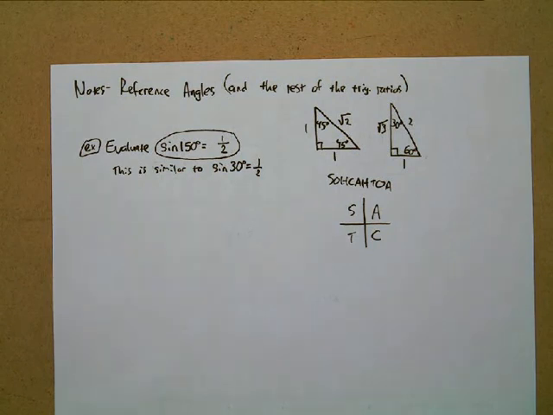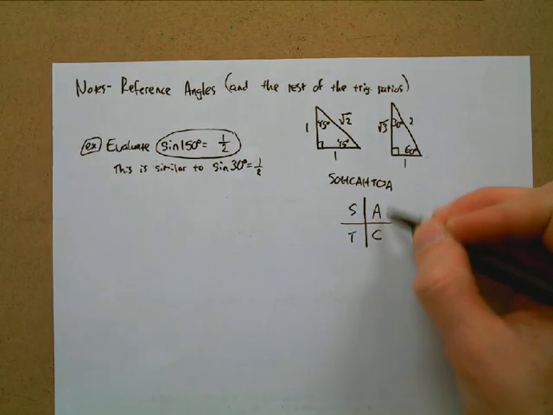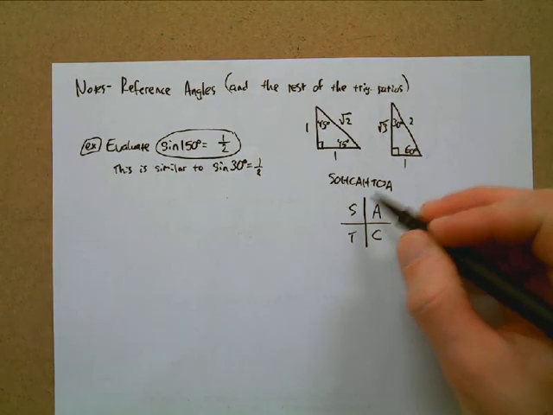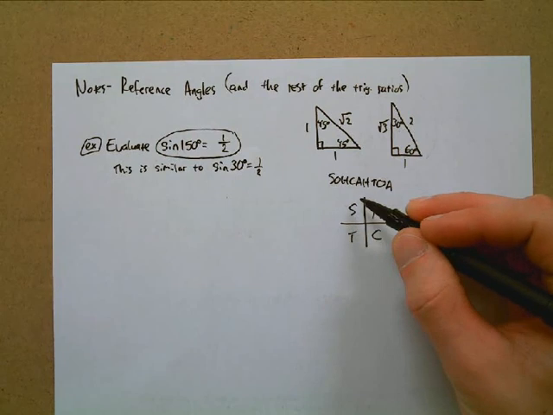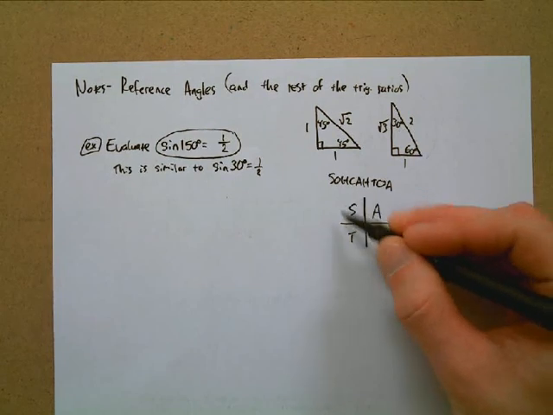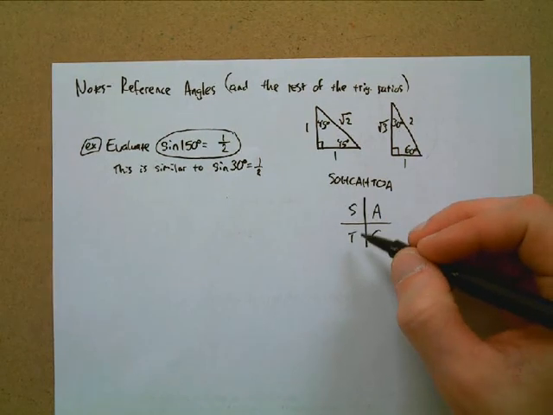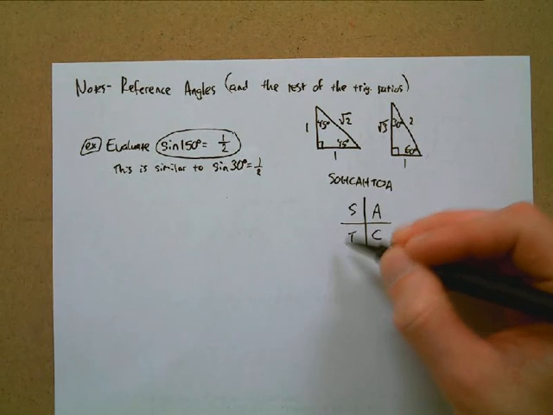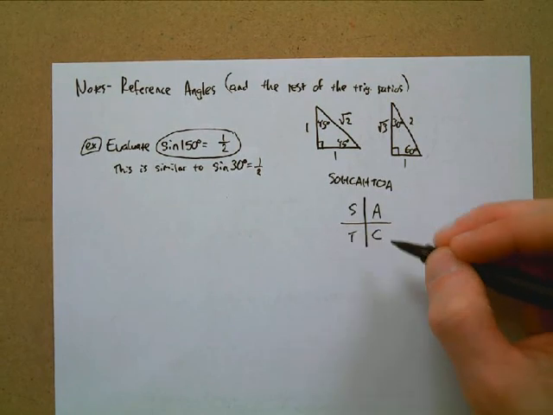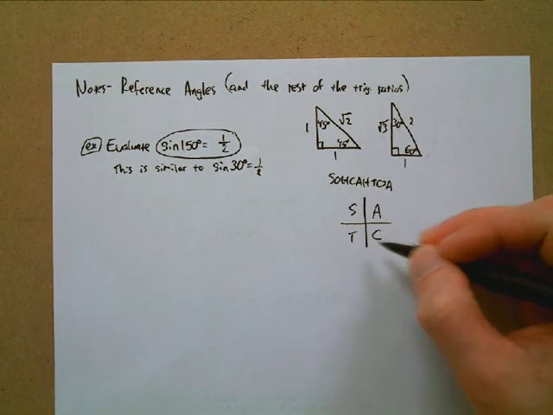What do those letters mean? It means in quadrant 1, all trig functions are positive. In quadrant 2, sine and its reciprocal cosecant are positive only. In quadrant 3, tangent and its reciprocal cotangent are positive only. And in the fourth quadrant, cosine and its reciprocal secant are positive.